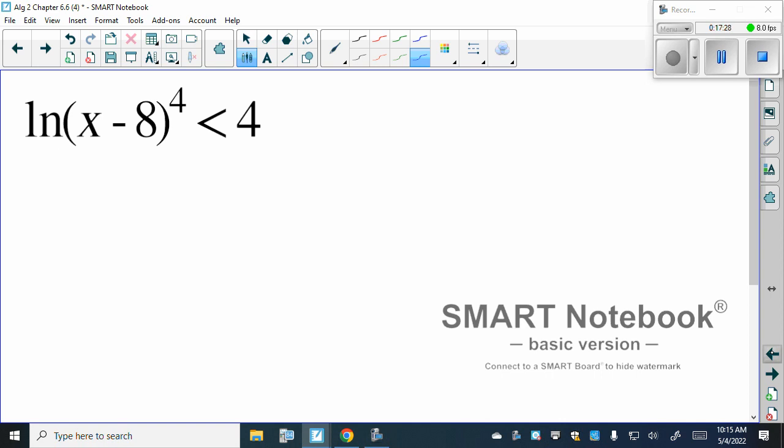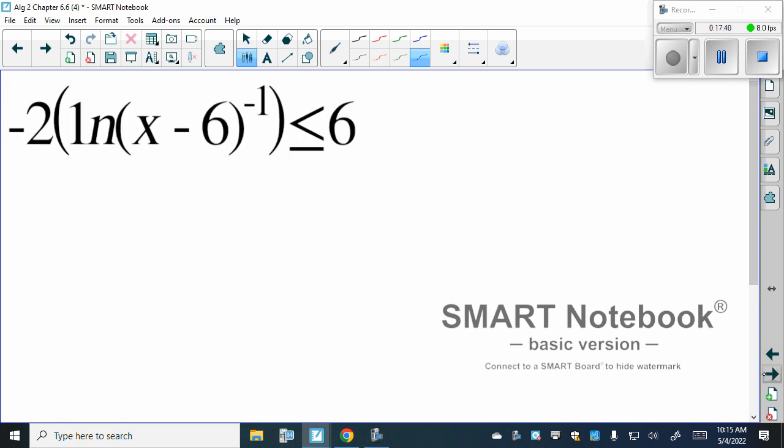Log of 8x to the 4th. The negative 2 times the natural log of x minus 6 to the negative 1. Because I think that's the last one. This one here does look pretty complicated, yes? Well, let's take it one step at a time, working from the outside in. So what's the first thing we can do to get the natural log by itself?